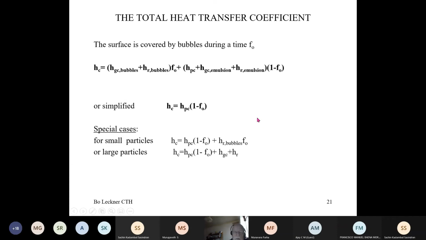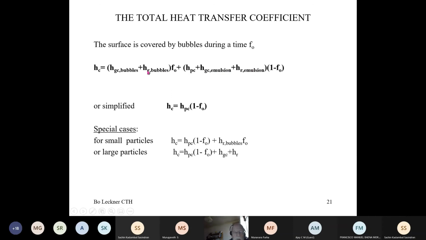In the particle phase, but there are also bubbles. So at a certain part of the total time, the bed is covered by bubbles, and the rest of the time is covered by particles. So the particle part of the heat transfer is this one. This is what we defined previously. Then there is some gas convection which was neglected, but it is added here again. And then radiation, which has to be treated separately.